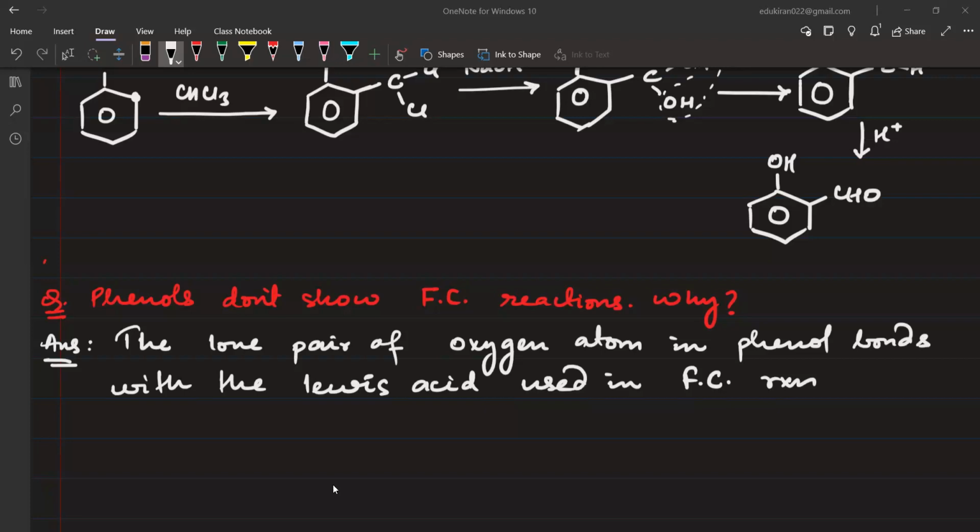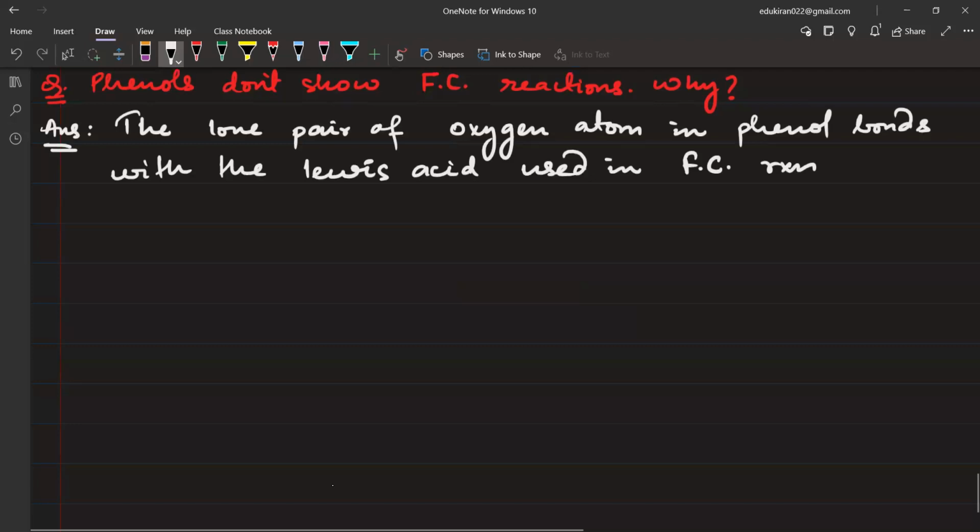Is everyone done? After this, you will write the topic. See, phenol is also completed. You will write the topic ethers. And in ethers, we will just look at a few nomenclatures and then we will be done with ethers for today. We will start with methods of preparation of ethers in the next class. The question: phenols don't show which reaction? Friedel-Crafts. Okay, FC is Friedel-Crafts.